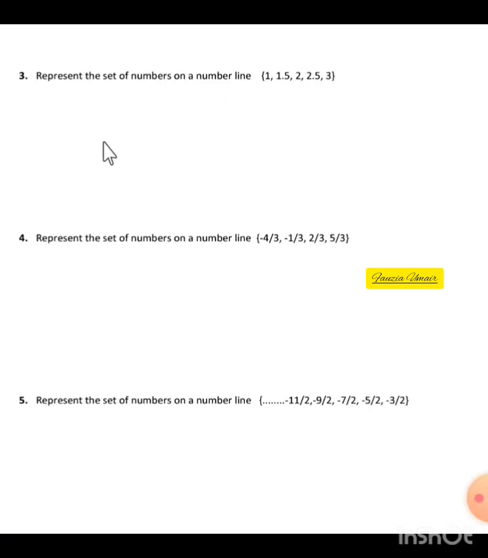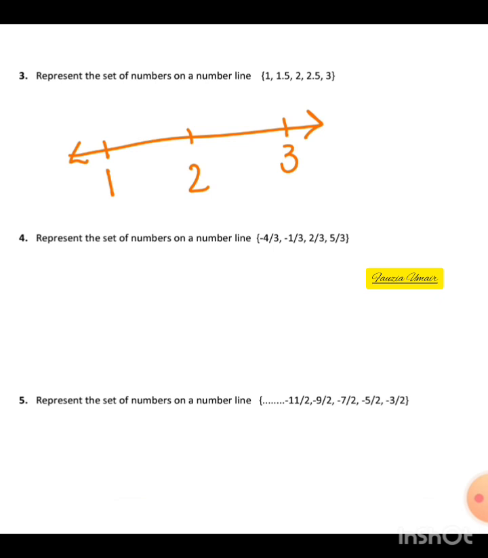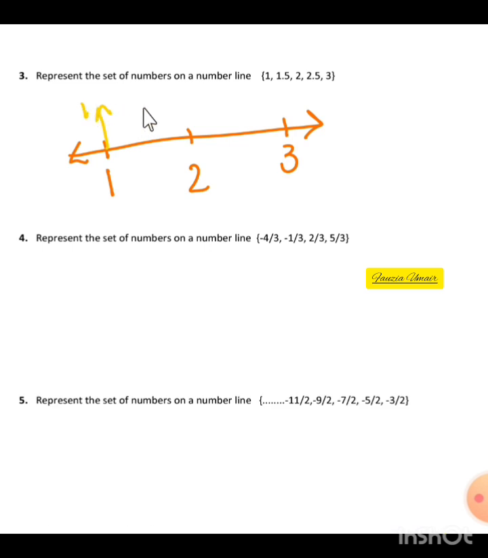So these are the ones I need to represent on a number line. Draw a number line for this part. I can see that 1 is the smallest number and the biggest is 3. So I will only make a number line from 1 till 3. Now I will represent the numbers. I will use a different color for that. I'm using yellow color for plotting now. So number 1 should be represented. So 1 is here. Then there is 1.5. So 1.5 is here.